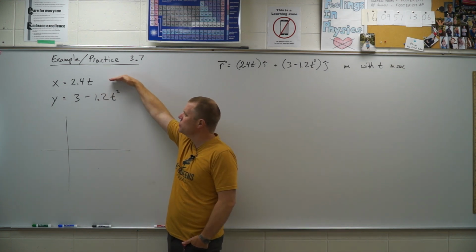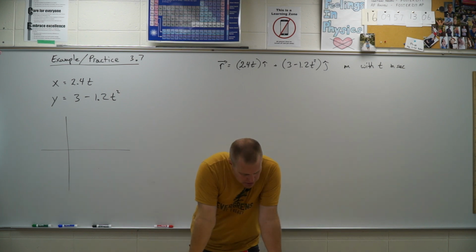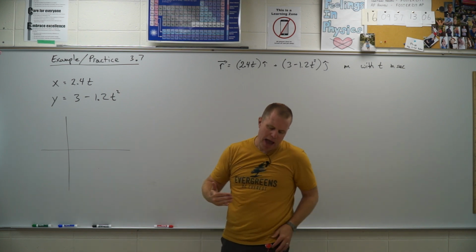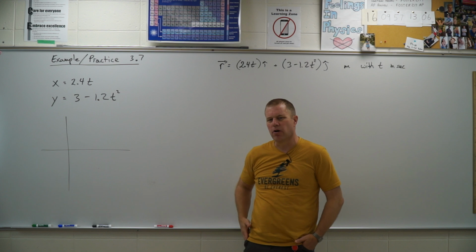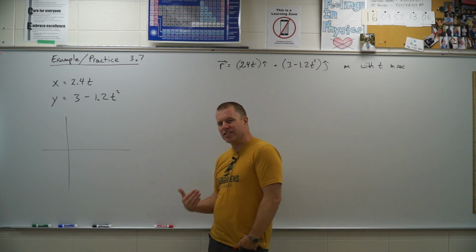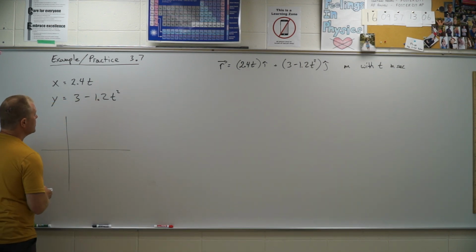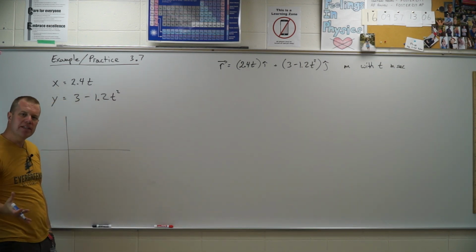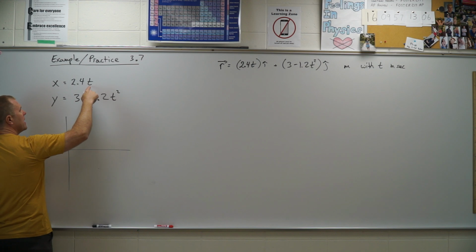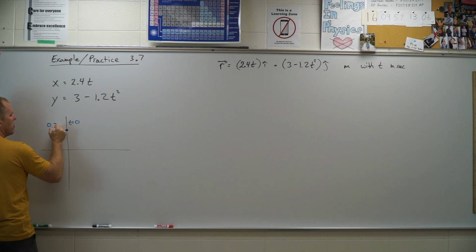So x is equal to 2.4t, y is equal to 3 minus 1.2t squared. First thing it wants me to do is sketch the path of the bird from t equals 0 to t equals 2. In order to sketch this path, there's two ways we can do this. The first way is we can just plot a few points and then give it a sketch. So if I plug in time 0, I'm right here. At t equals 0, we're going to start at 0, 3.